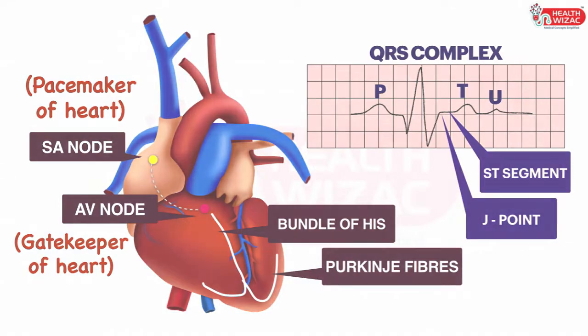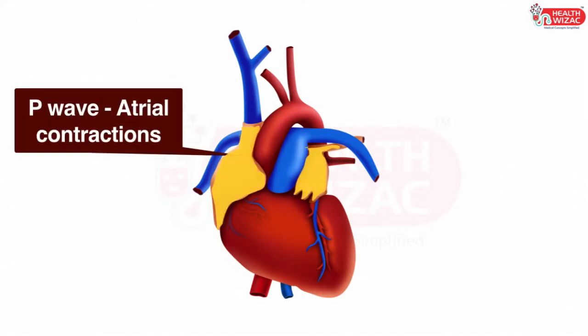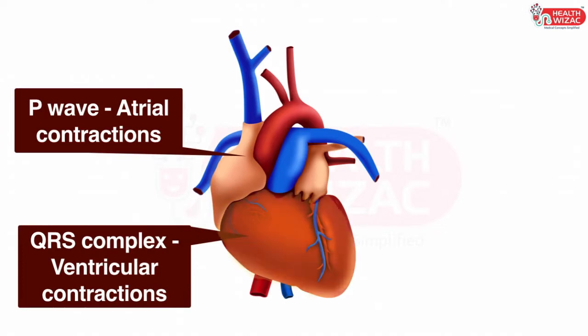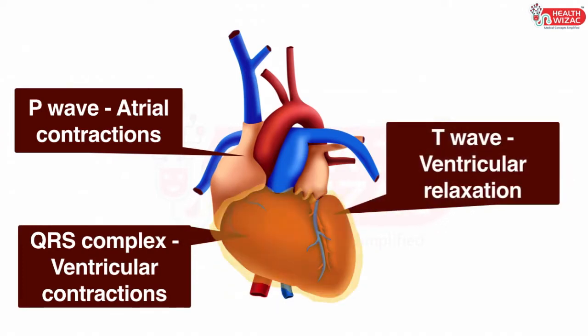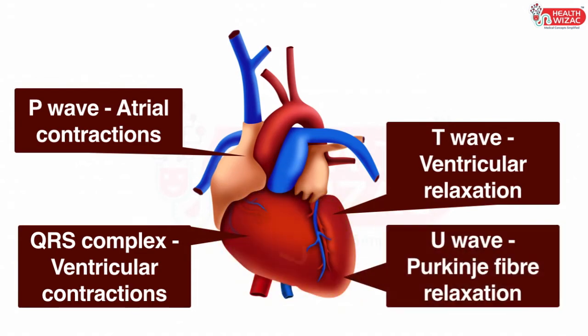and U wave. P wave represents atrial depolarization or atrial contraction phase. QRS complex represents ventricular depolarization or ventricular contraction phase. T wave represents ventricular repolarization phase, whereas U wave represents repolarization phase of Purkinje fibers.